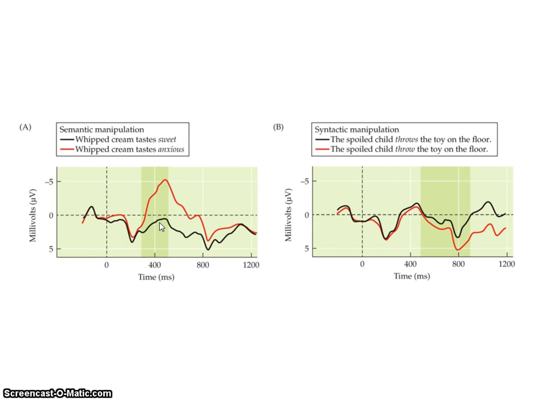We also see that there are grammatical errors, and these grammatical errors are processed in a different way than words that would or wouldn't make sense in a sentence. So in this study, participants either heard the spoiled child throws the toy on the floor, or the spoiled child throw the toy on the floor. And here the 0 point would be where the word throws or throw was originally said, and it would take about 600, plus or minus, milliseconds before we see some positive peak here, some difference in the processing of those sentences that do make syntactic sense and those that don't.